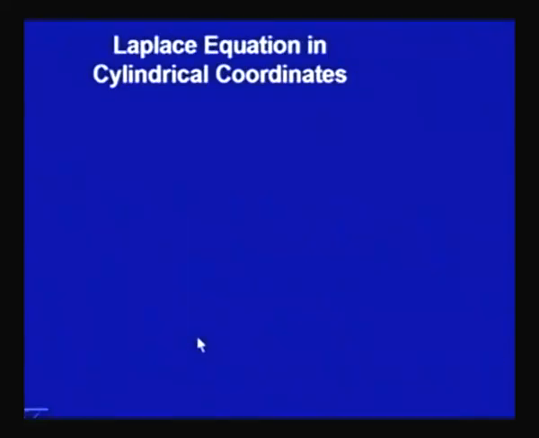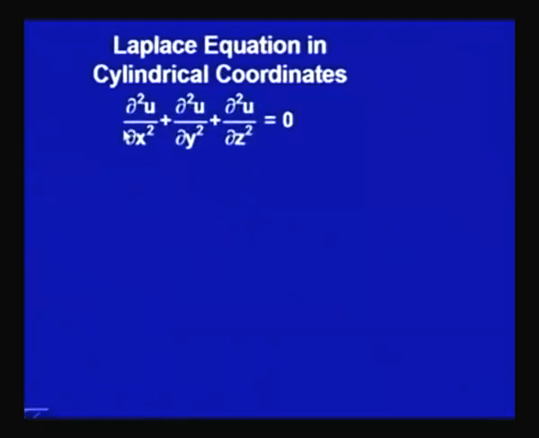So, let us see one by one the Laplace equation in cylindrical coordinates. This is our given Laplace equation, del 2 u over del x 2 plus del 2 u over del y 2 plus del 2 u over del z 2 is equal to 0, which is defined in the variables x, y and z. Now, we want to define it in terms of new variables, which we are calling cylindrical coordinates. Let us see what we mean by cylindrical coordinates.